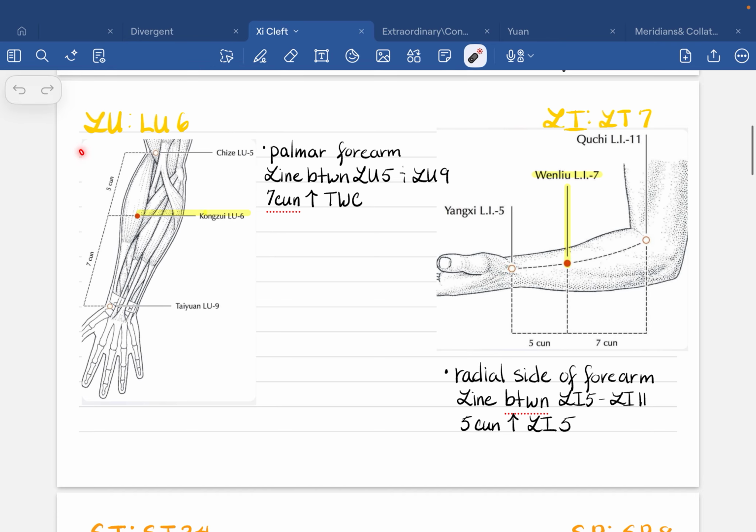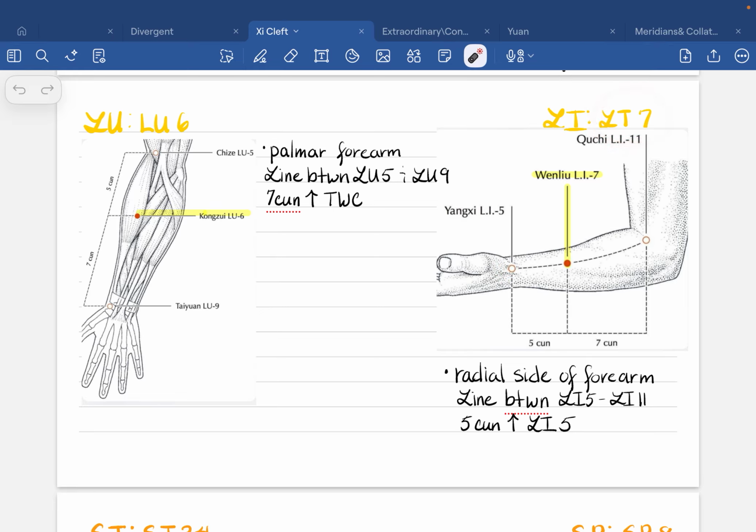We're going to go over the lung points and the LI points when it comes to cleft. The cleft point of the lung is lung 6. It's on the palmar forearm, which means palm up, in the line between lung 5 and lung 9. You see right here, the lung 5 and lung 9 trajectory. It's 7 cun up from the transverse wrist crease, around lung 9. So from lung 9, 7 cun up would be lung 6.